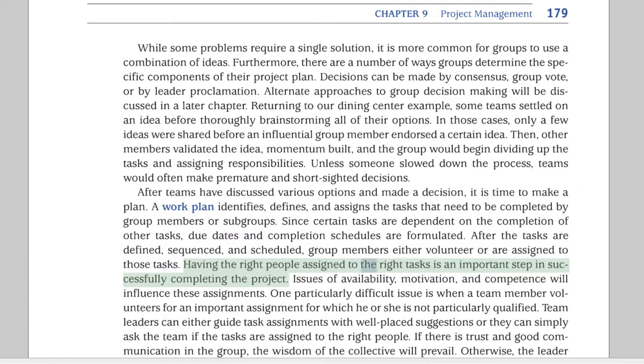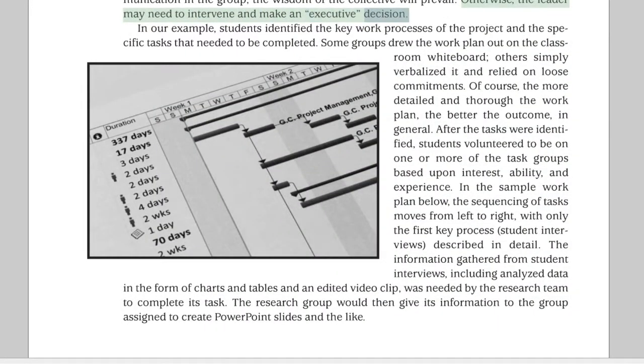Having the right people assigned to the right tasks is an important step in successfully completing the project. Issues of availability, motivation, and competence will influence these assignments. One particularly difficult issue is when a team member volunteers for an important assignment for which he or she is not particularly qualified. Team leaders can either guide task assignments with well-placed suggestions, or they can simply ask the team if the tasks are assigned to the right people. If there is trust and good communication in the group, the wisdom of the collective will prevail. Otherwise, the leader may need to intervene and make an executive decision.